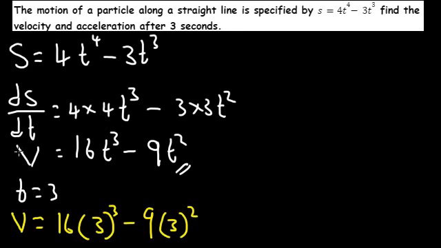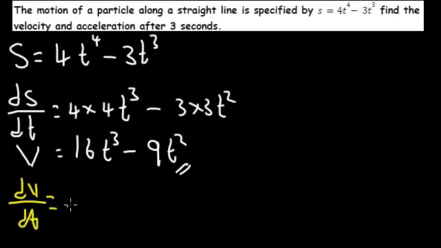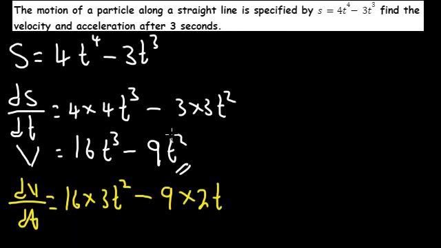To find the acceleration, we need to differentiate the velocity function, or we should differentiate the distance or displacement function twice, the second derivative. But let's just find the dv/dt straightforward. The dv/dt is simply equal to 16 times 3t, 3 minus 1 gives us 2, t to the power of 2, then minus 9 times 2, t to the power of 1. 2 minus 1 gives us 1, so I'm just writing t alone.